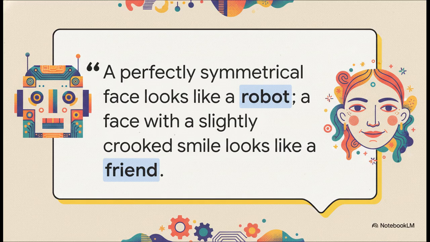And this quote just hits the nail on the head. Our brains are literally wired to see perfection as unnatural. We connect with those tiny little asymmetries, those little quirks, because they signal authenticity. A flawless face feels alien. A slightly crooked smile, that feels like a friend.